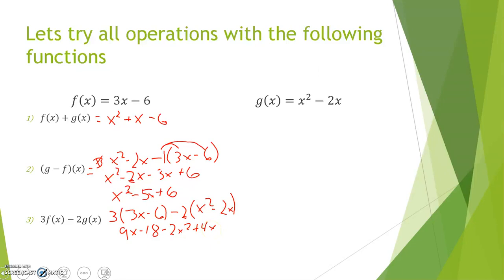And then I can combine like terms. I have the -2x squared first. So there's my x squared terms. Then I have 9x plus 4x, which is 13x. And then minus 18. And so there you have 3 times f of x minus 2 times g of x.